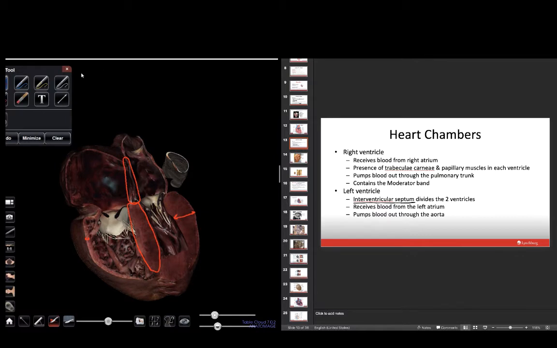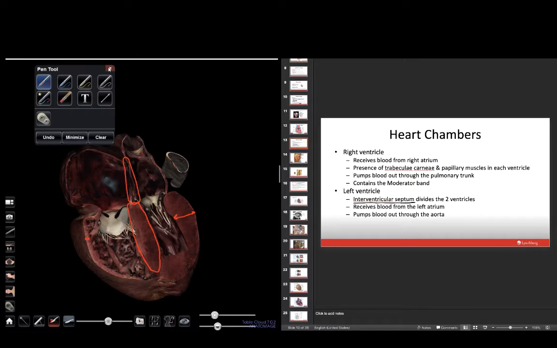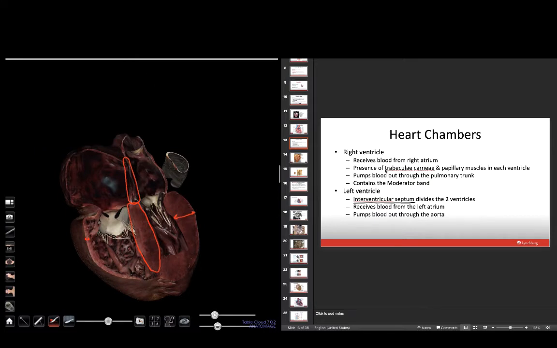So some other interesting structures that we can see in the ventricles are trabeculae carneae, and these are going to be muscular folds in the wall of the ventricles. And then we're going to have certain areas where the walls of the ventricles kind of extend or protrude into papillary muscles. So each ventricle tends to contain about 2 or 3 papillary muscles, and these serve as attachment sites for chordae tendineae. They help to anchor the valves.